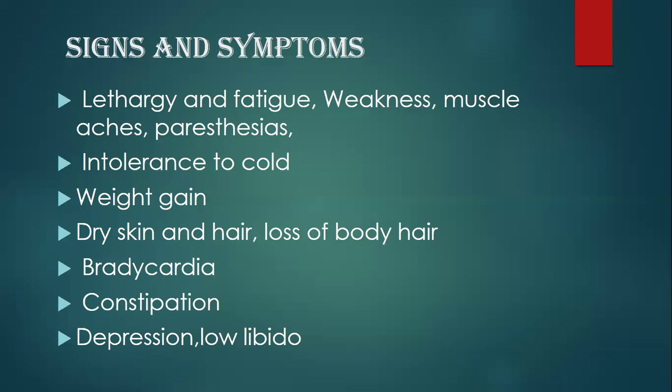The patient will have lethargy, muscle aches, tingling sensation, pain sensation, paresthesia. There will be intolerance to cold. This patient cannot tolerate cold because T3 and T4 help us to regulate the body temperature. It plays a key role in maintenance of what? Body temperature. So a patient that has low T3 and T4 will have intolerance to cold. They will not be able to tolerate small cold. Then there is weight gain. These patients are just in one place. They are weak. They cannot carry out their activities of daily living. So they have weight gain.